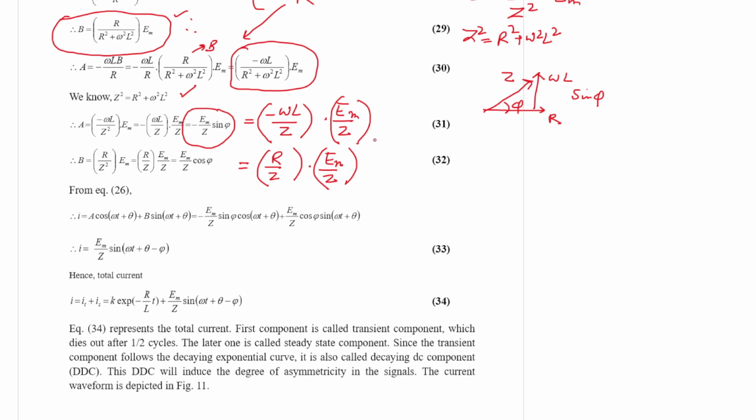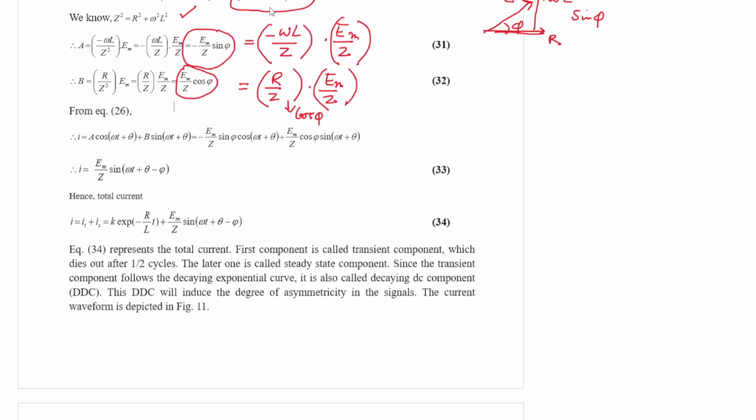And similarly R by Z is actually cos phi. So B is equal to Em by Z cos phi.